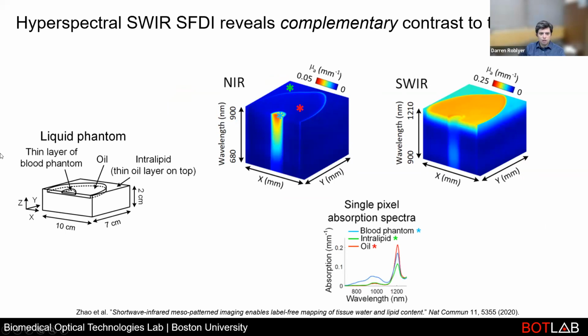So here's an example of a liquid phantom we measured that has intralipid on the bottom. Intralipid is a soybean oil emulsion. And on top is pure soybean oil and then a drop of blood. And in these hyperspectral data cubes, one for near infrared and one for the shortwave infrared, one can see spatial dimensions, an X and Y, and then a wavelength dimension. And the color indicates mu A, the absorption coefficient. In the near infrared, you can see that drop of blood very nicely, but you don't really see the oil. But you do in the shortwave infrared because lipid is so absorbing here. So this is just, I think, a nice way to show the differential contrast between these two wavelength bands.